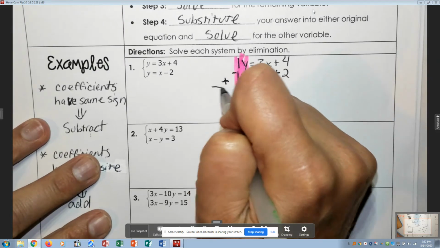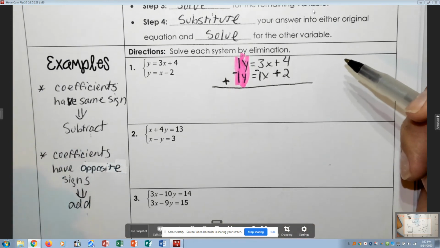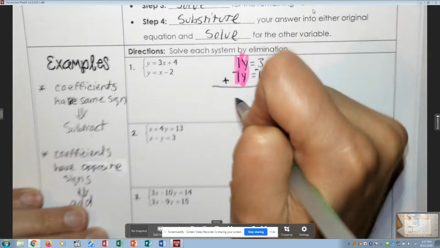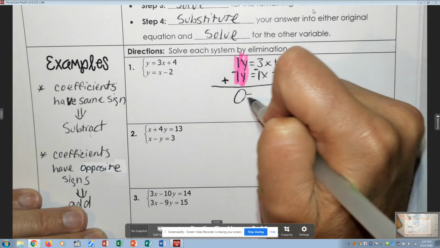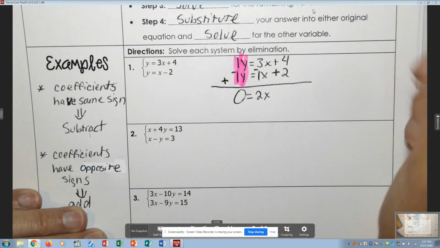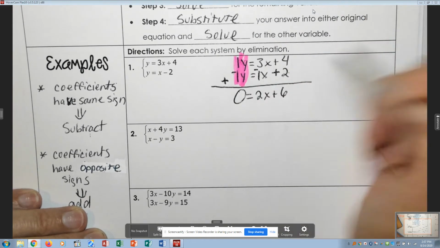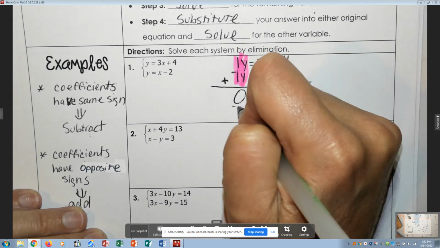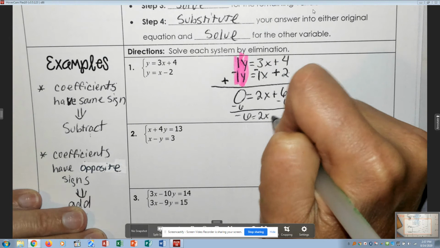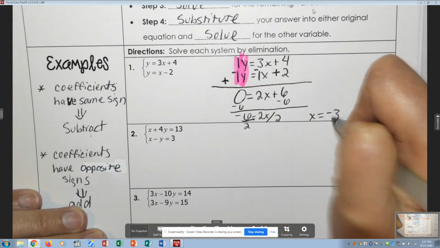All right, so now it's time to add our two equations. Your goal is to always add. Subtraction stinks. So 1y plus negative 1y is 0. Bring down your equals. 3x plus negative 1x is 2x. 4 plus 2 is 6. And then you just solve. Minus 6, minus 6. So 2x equals negative 6. Divide by 2, divide by 2. x is equal to negative 3.